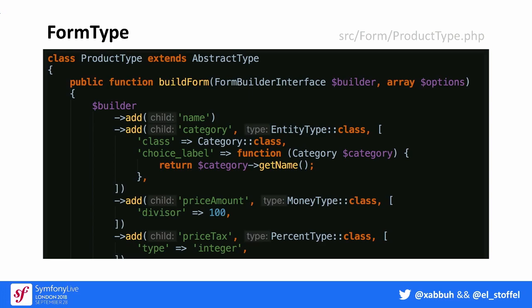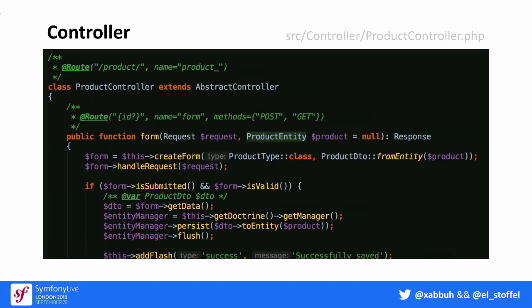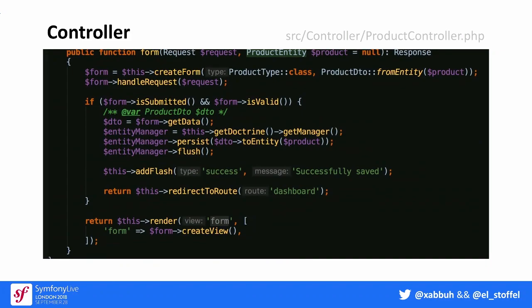Right? So the form type is quite the same, besides this little change that we bind the form to the DTO. Well, and in the controller, there are just a few changes. We have a product DTO from entity and a DTO to entity while persisting. So the controller takes care about the conversion between rich model and DTO.